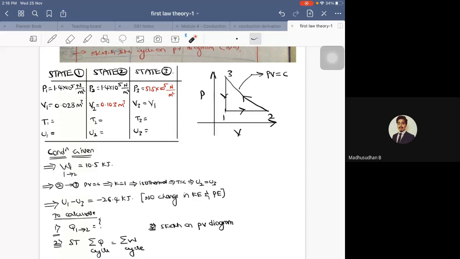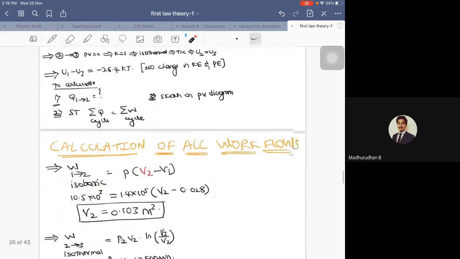In an isothermal process, your temperature would be constant. If your temperature is constant, since the internal energy is only dependent on temperature, your internal energy is also constant. That is, U2 will be equal to U3 because it is an isothermal process. The next condition given is that U1 minus U3 is minus 26.4 kilojoules, which is given in the problem. That is because there is no change in kinetic and potential energies.